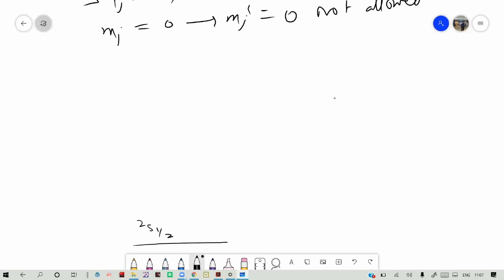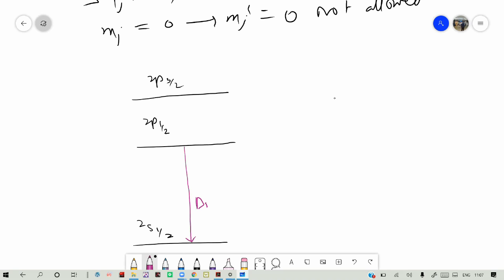2S 1/2. 2P 1/2. 2P 3/2. Okay. Now what is the D1 and D2 line actually? So 2P 1/2 to 2S 1/2 is D1. These are the two D2 lines in the absence of an external field.